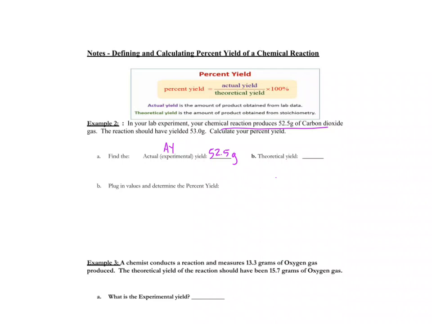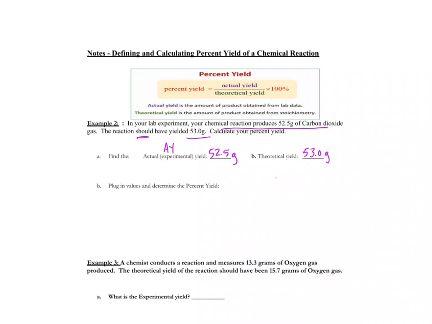Okay, what should I have gotten? Well, it says the reaction should have yielded 53 grams. Okay, so I can already see that 52.5 is very, very close to 53. So that means my percent yield should be, it's not going to be 100. It would be 100 if this was 53 and this was 53. But because it's very close, this number should be in the high 90s. So let's figure that out.